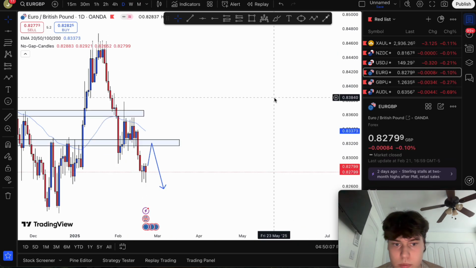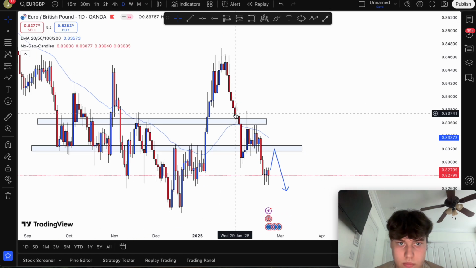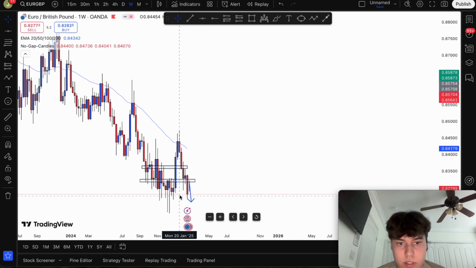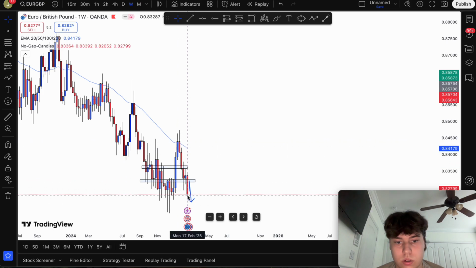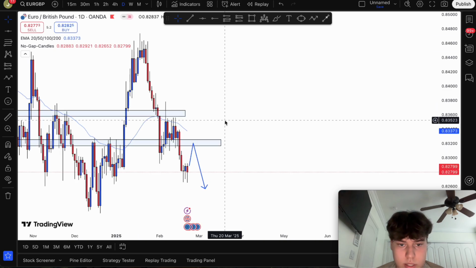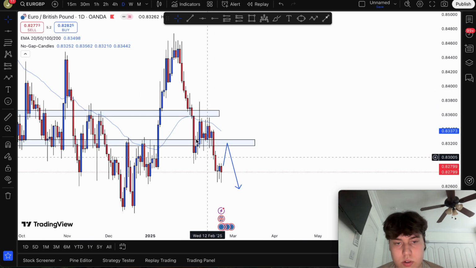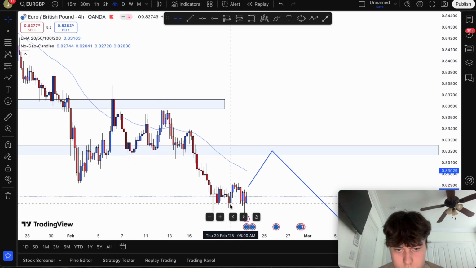Next, EURGBP. We'll start on the weekly time frame. On the weekly time frame, we're bearish. This is our lower high. This is our lower low. On the daily time frame, we're also bearish. This is our lower high. This is our lower low. On the 4-hour, we are bullish. This is our higher high. This is our higher low.